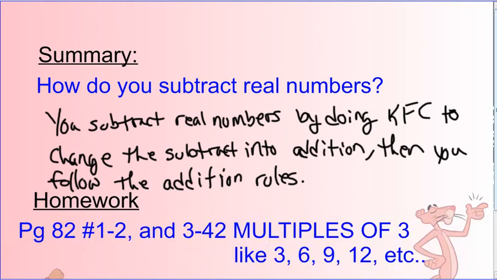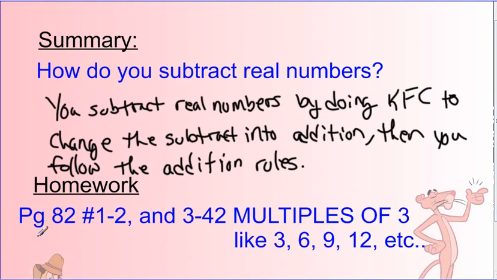Homework is page 82, numbers 1 and 2, and then 3 through 42 multiples of 3. So 3, 6, 9, 12. You'll see it's actually not that many problems because you're skipping 2 problems in between each problem.